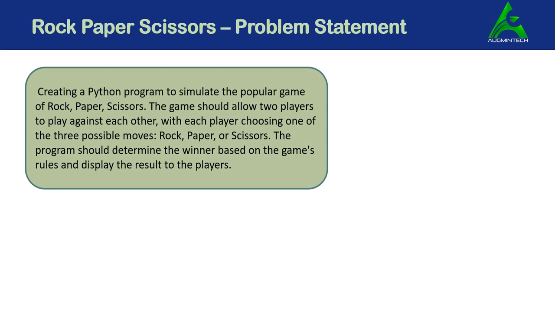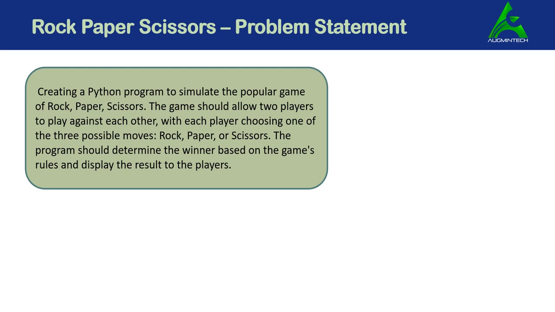So let's say you're tasked to create a Python program to simulate the popular game of rock, paper, and scissors. The game should allow two players to play against each other, with each player choosing one of the three possible values or moves like rock, paper, or scissors. And the program should determine the winner based on the game's rules and display the result to the players.